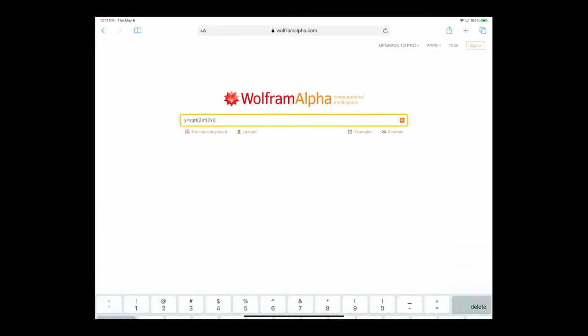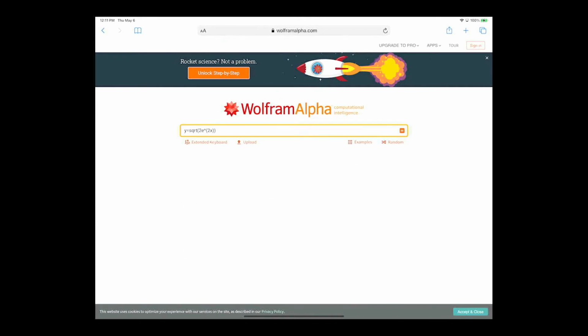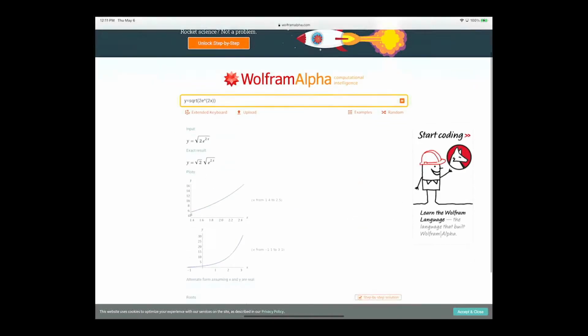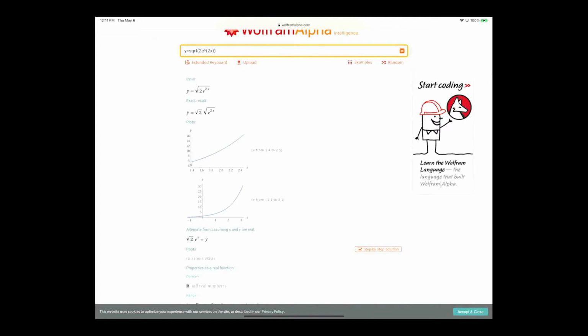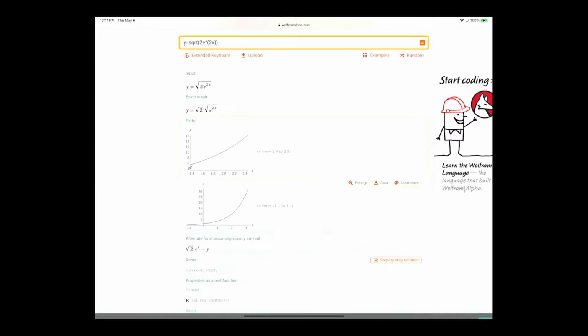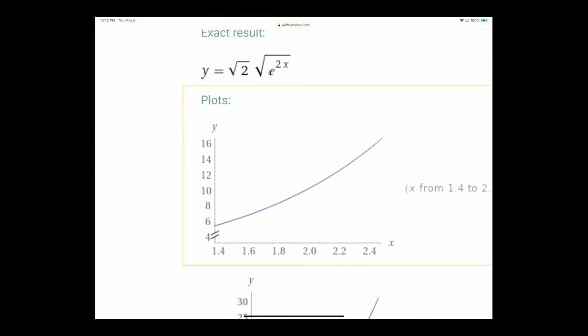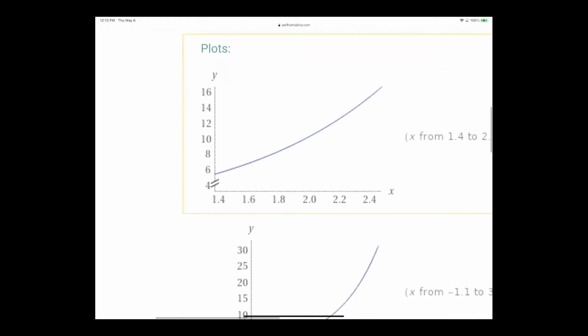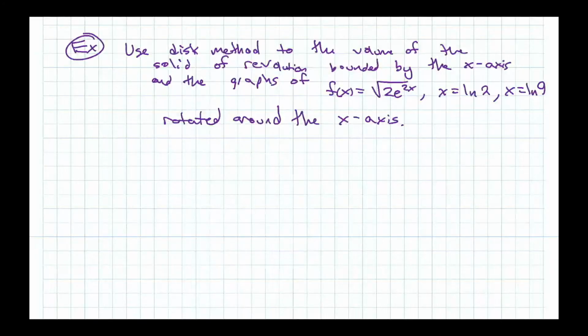All right, so I type it in. This is the curve. And there you go. How big is ln 9? Not very big, huh? 2 or 3? 2. Yeah, so basically we're looking at a little section of the curve that looks like this one. It just kind of goes up. Fair enough.